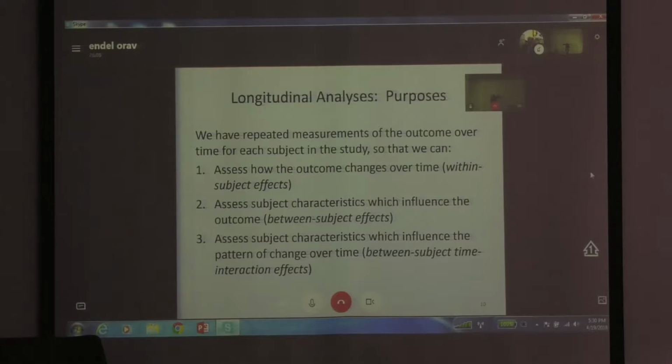And then finally, we can combine the two ideas. So is the pattern of change for men over time different than the pattern of change over time for women? So maybe for men, CD4 counts are stable. For women, CD4 counts are going up. So we're looking for a between subject time interaction effect. So we're combining both the within subject, the time progression, with a between subject, looking for whether the progression is different between men and women.